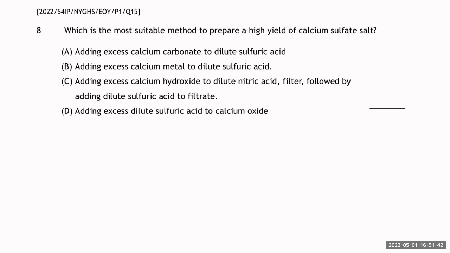Acid, filtrate. I think, are we adding to the residue? So we're looking at calcium sulfate, calcium nitrate. Oh yeah, then it's a displacement reaction in the second step. The first step, calcium hydroxide, dilute nitric acid, I'll get calcium nitrate, right? Calcium nitrate, I add sulfuric acid, then I displace to get calcium sulfate.